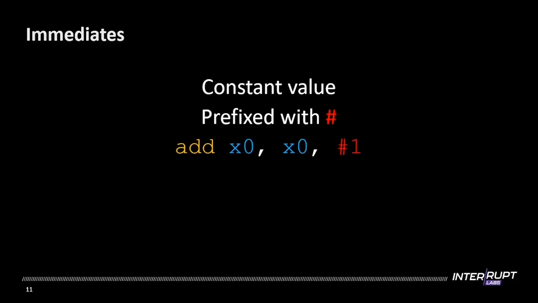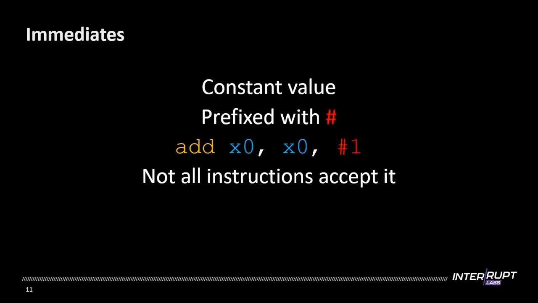There are a couple more important things to remember about immediates. First, not all instructions accept them. Add and sub do, but mul does not, for instance. Also, you're limited in their value. For example, in the add instruction, the immediate is limited to 12 bits. And that's just because all instructions in ARM64 are 32 bits, which has to include the opcode, register operands, and the immediate value. So you're just limited in what you can fit into that size.